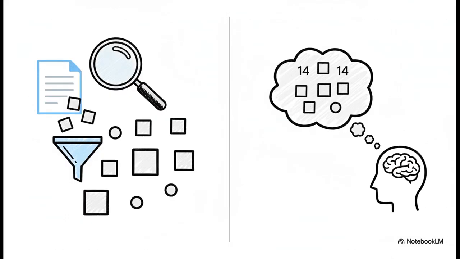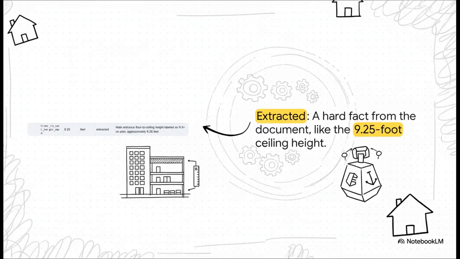Now, here's where it gets really interesting. Those 17 parameters aren't all created equal. A few of them are hard facts, pulled directly from the document. That's the extracted data. The vast majority, though, they're educated guesses needed to make the physics work. And that's the assumed data. So here's a perfect example of extracted data. The floor plan explicitly states the ceiling height is 9.3 plus, which the model interprets as 9.25 feet. That's a hard fact, a non-negotiable number pulled right from the source.